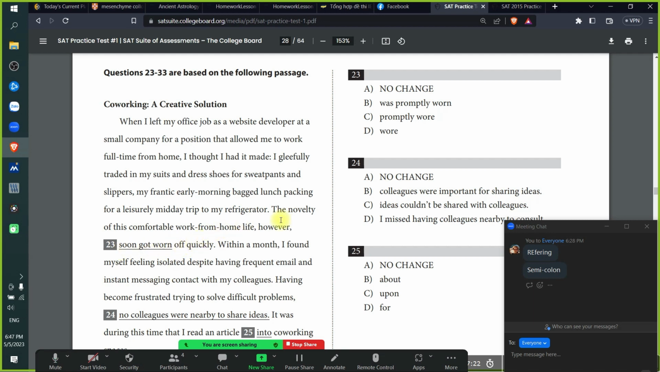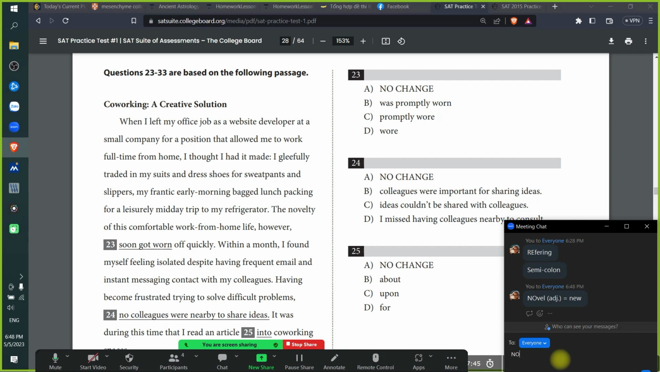However, wore off quickly. So where, wore, worn. So wore off quickly. The novelty of this comfortable work from home life, however, wore off quickly. You know the word novel means new. Novel is an adjective that means new. So novelty here is newness. Is it called newness? I'm not so sure. The newness of this very comfortable work-from-home life, however, vanished very quickly.